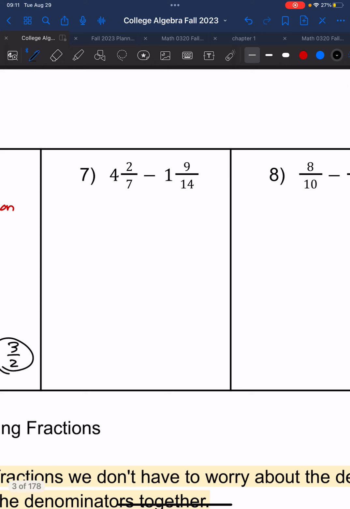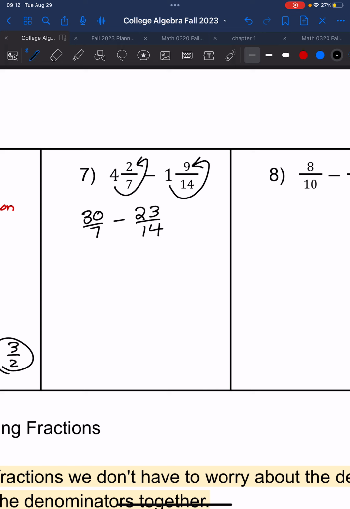So in number 7, first thing we do is we're going to turn these into improper fractions. So remember, multiply, then add. So 4 times 7, 28. 28 plus 2, 30. So I have 30 over 7. Minus 1 times 14 is 14. 14 plus 9 is 23. So I have 23 over 14.